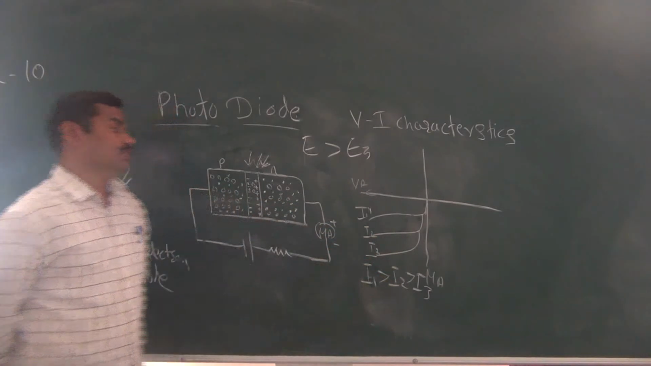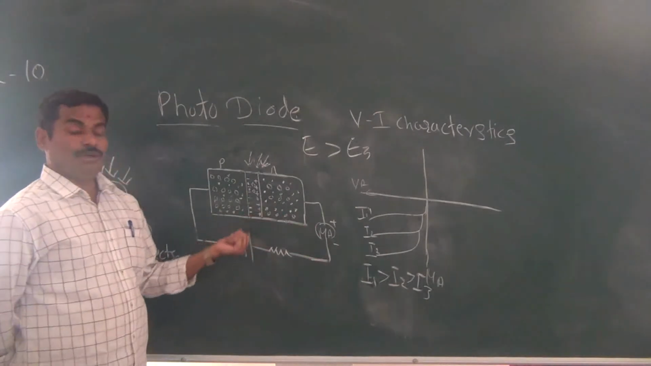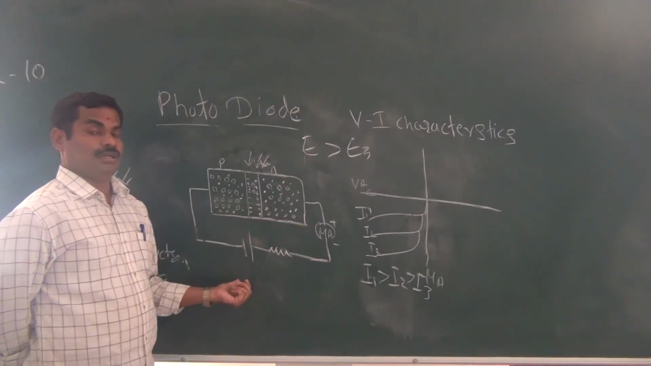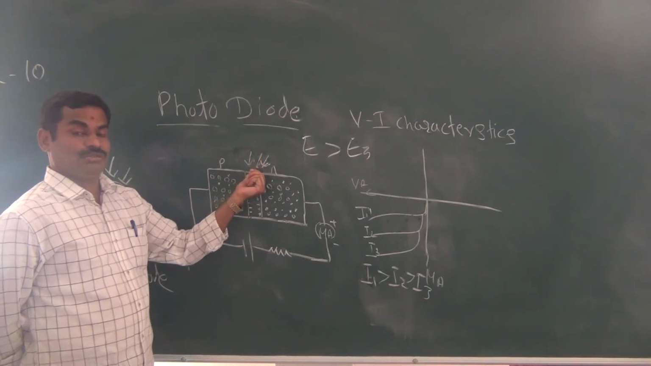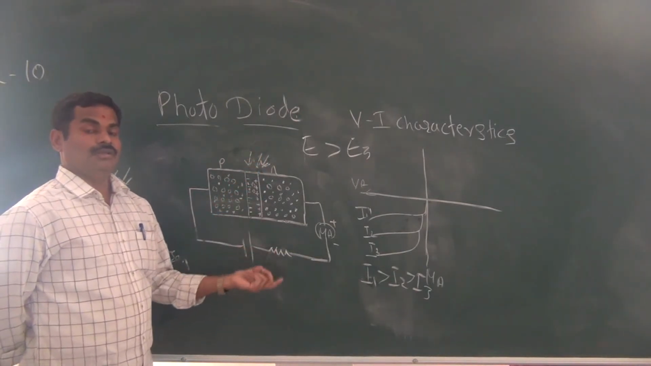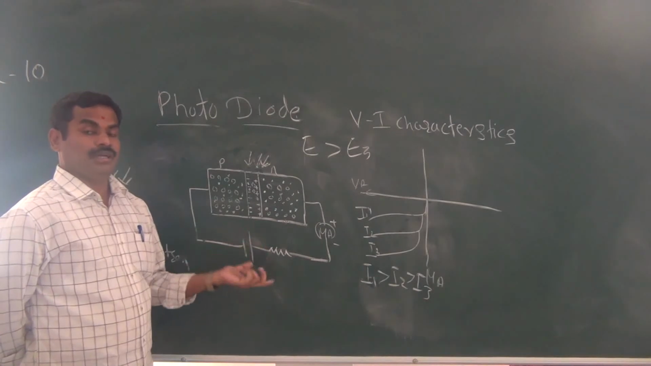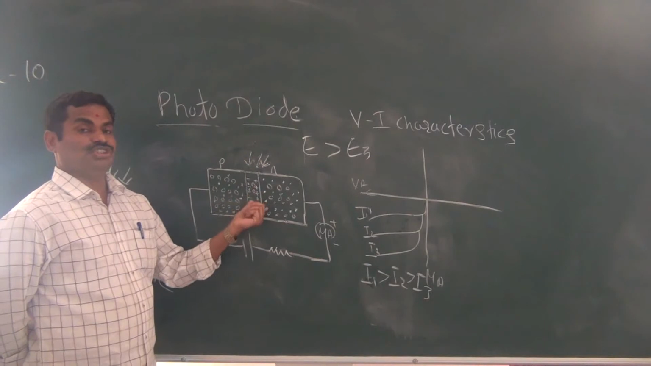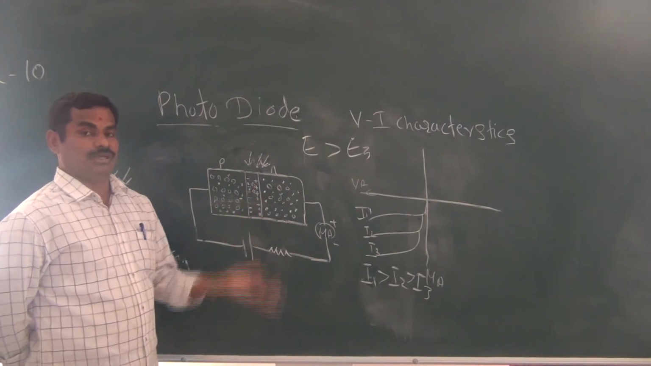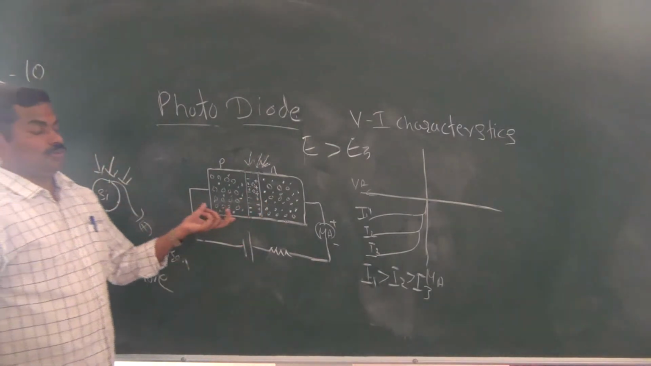Also important, what is dark current? There was one more question. If the light is not falling on the diode or junction, you have a very small current, and that current is nothing but dark current. Whenever light falls on the junction or depletion layer, you get more current. This is in brief about your photodiode.